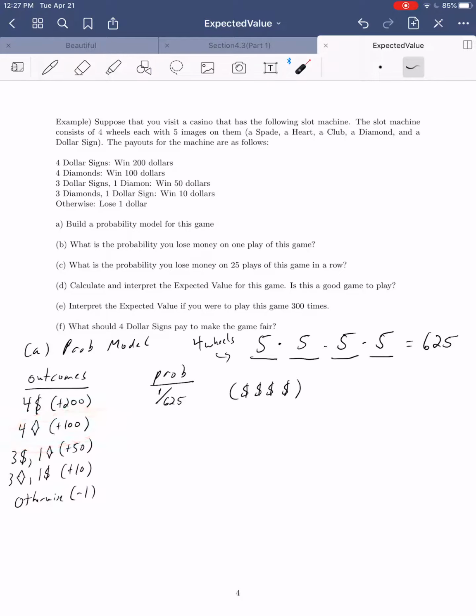What about the 4 diamonds? Well, that would also be 1 out of 625 because the only way that the machine could look would be diamond, diamond, diamond, diamond.